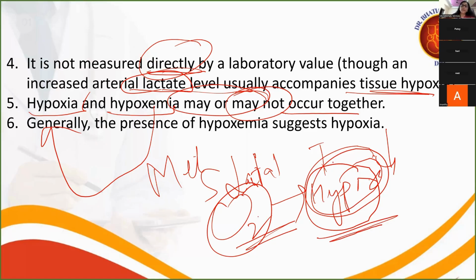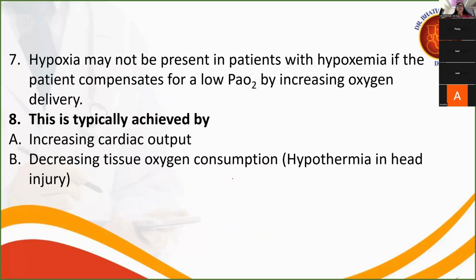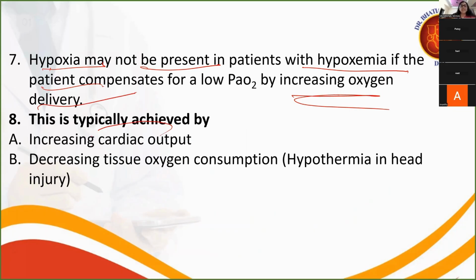Similarly, there can be hypoxemia, that is low oxygen in the blood, but the body compensates by increasing the cardiac output, by increasing the blood supply. So tissue hypoxia may not happen immediately. So hypoxia may not be present in patients with hypoxemia if the patient compensates by increasing the oxygen delivery, that is increasing cardiac output, or decreasing the oxygen consumption. This is also another method.